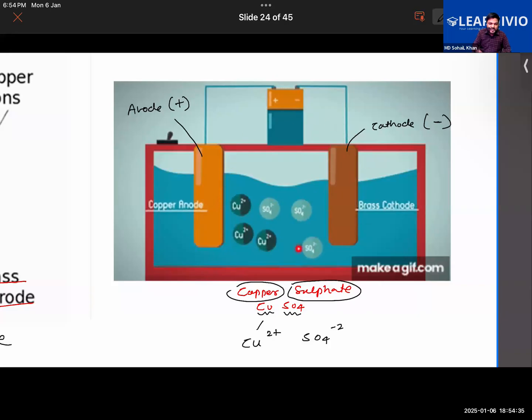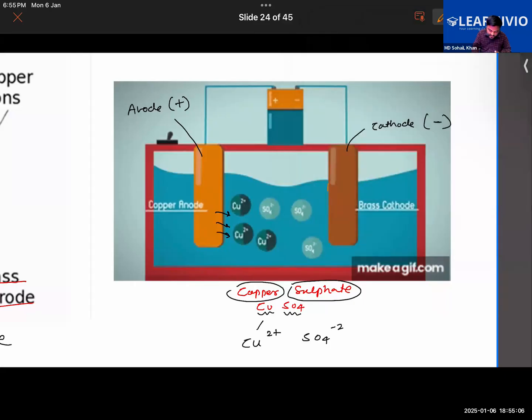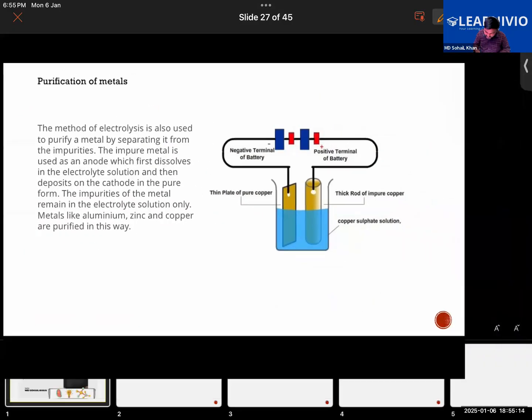So what is happening here? When the electricity flows, the components of the electrolyte, namely copper and sulfate, split. Then some of the copper will also break apart from the anode. The copper, being cations, will be attracted towards the cathode. Hence it will slowly develop a layer of copper over it. You guys take a look at one more animation here. Just one minute.